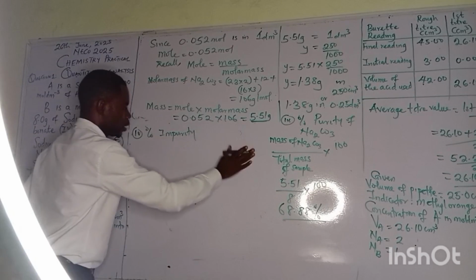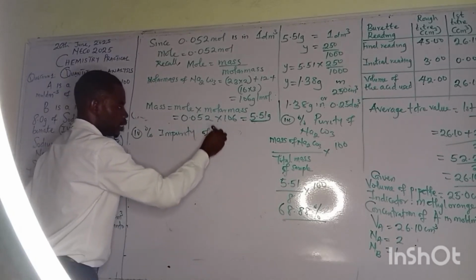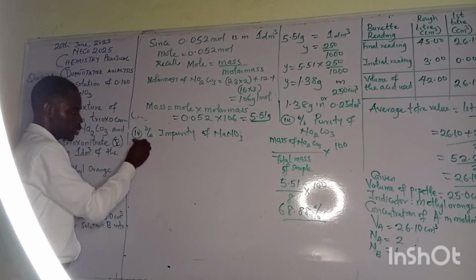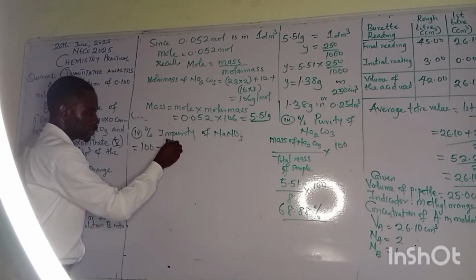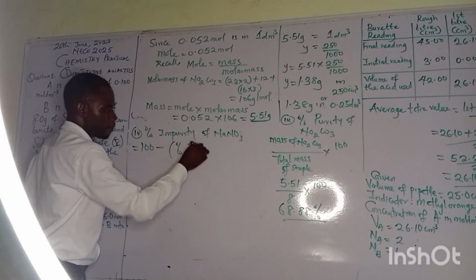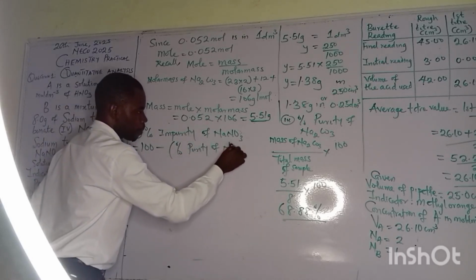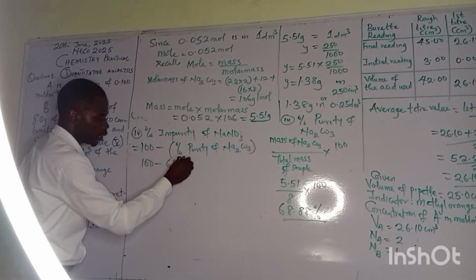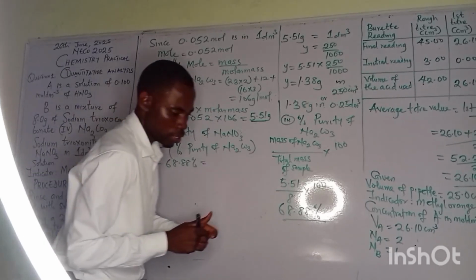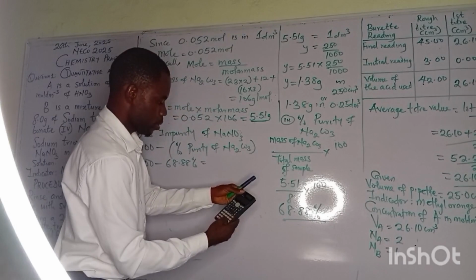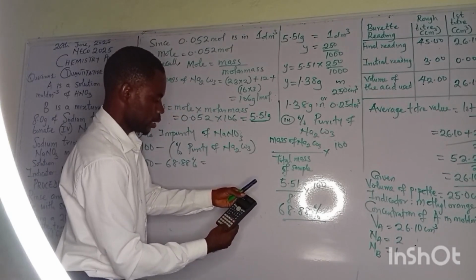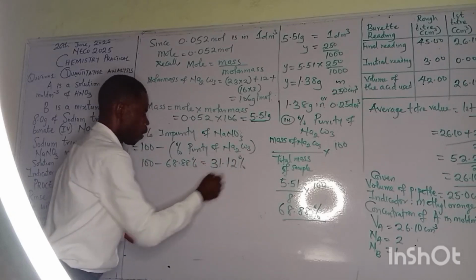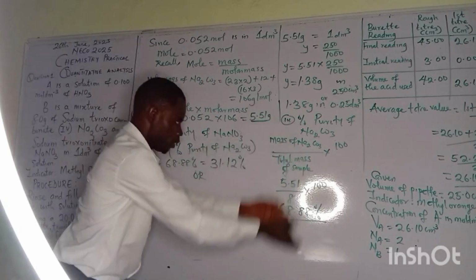I will show you two ways. The percentage impurity of Na2CO3 is equal to 100 minus the percentage purity of sodium carbonate. You are free to choose. 100 minus 68.88% will give me 31.12%.